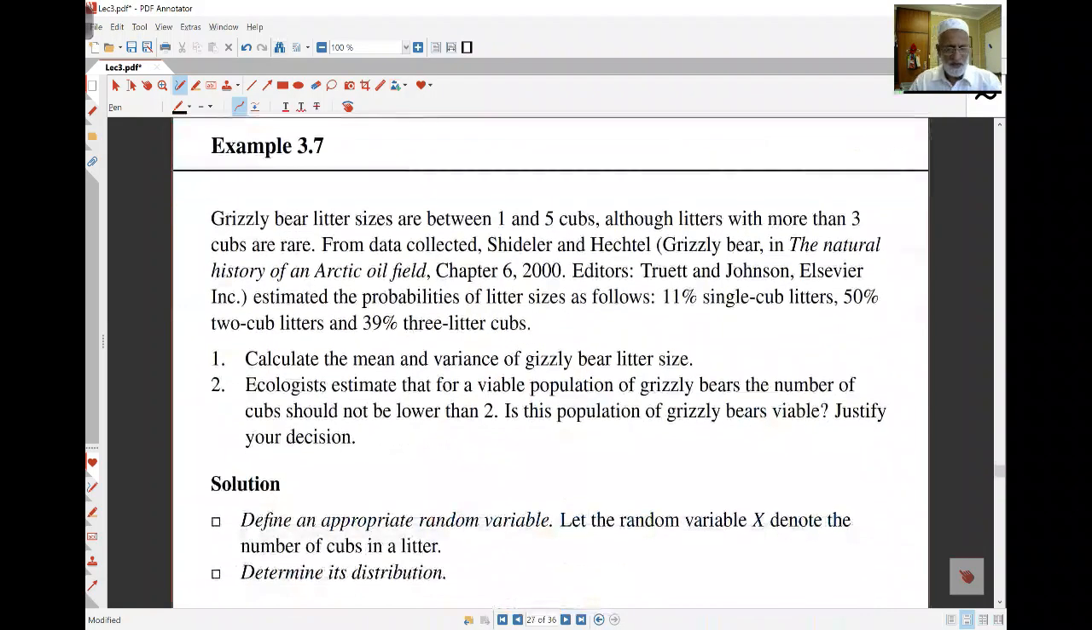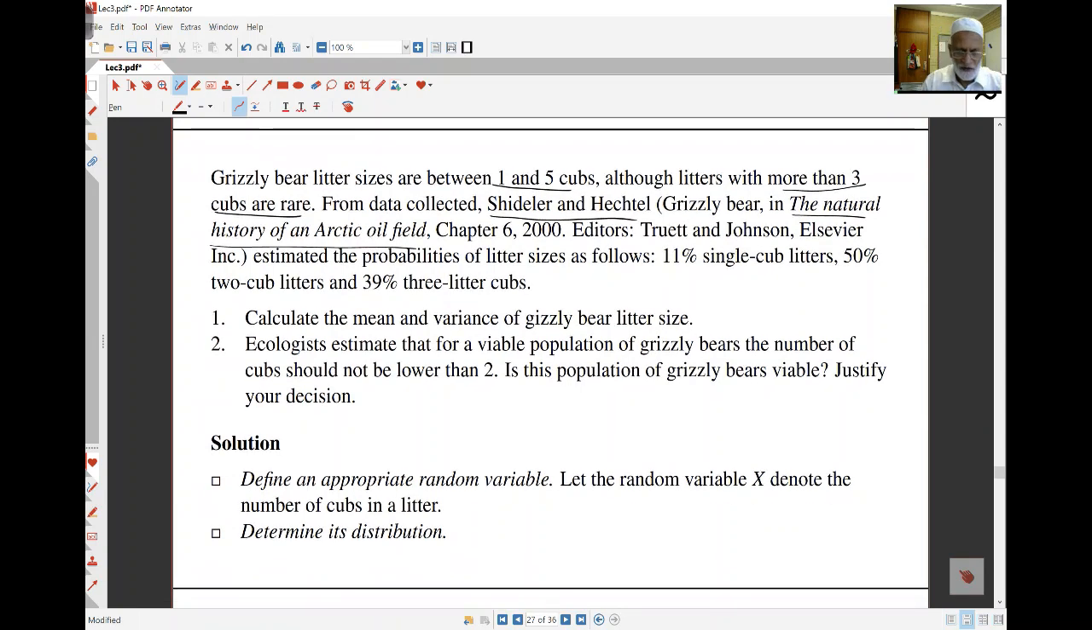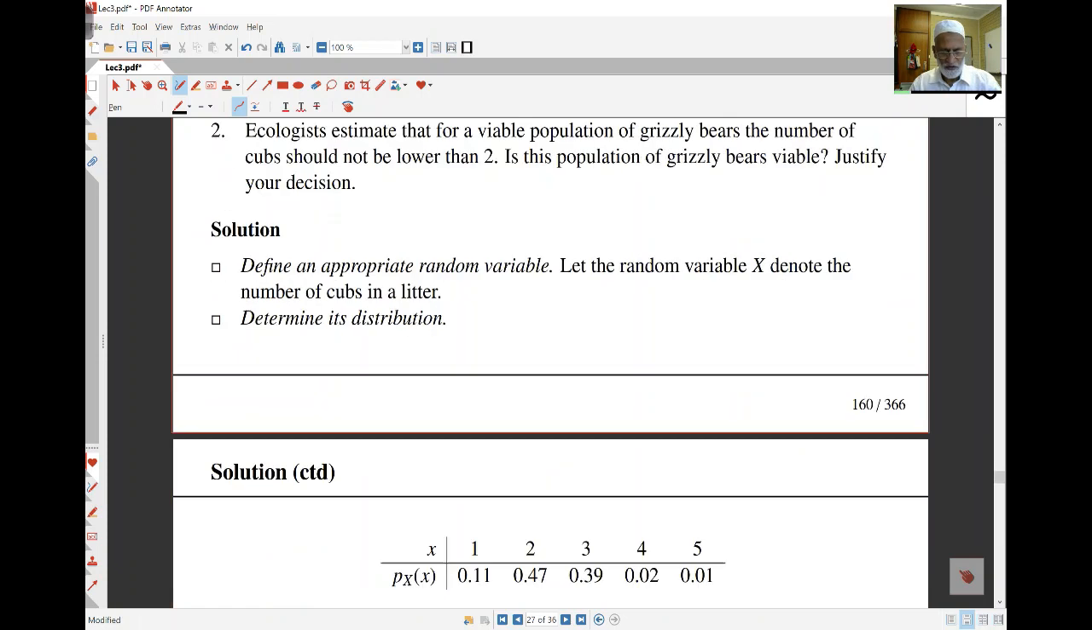An example over here. Grizzly bear litter sizes are between 1 and 5 cubs. More than 3 are rare here. Here's some data by Schwartz and Hatchell, and this is the paper that they had this work in, looking at the natural environment, history of the Arctic oil field. So here what they found was the litter sizes: 11% single cub, 50% two-cub litters, and 39% three-cub litters. Well, find the mean and variance of this.